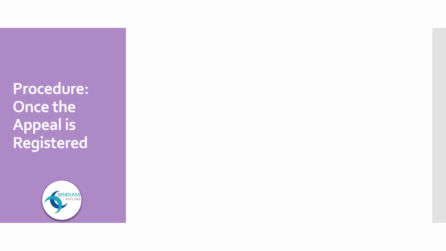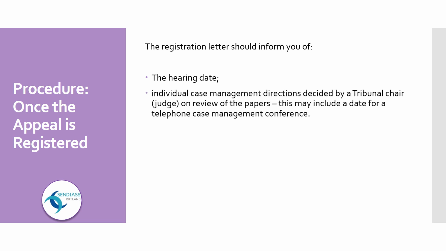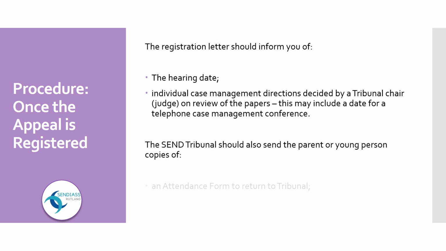Procedure: once the appeal is registered. The registration letter should inform you of the hearing date and individual case management directions decided by a tribunal chair, a judge, on review of the papers. This may include a date for a telephone case management conference. The SEND Tribunal should also send the parent or young person copies of an attendance form to return to the Tribunal and a request for changes form.